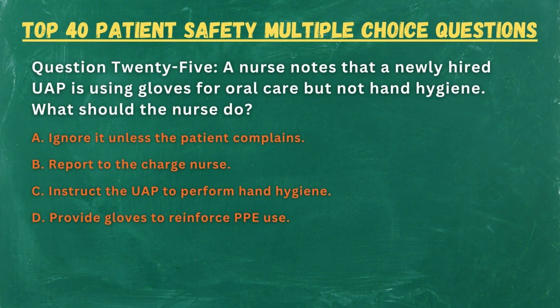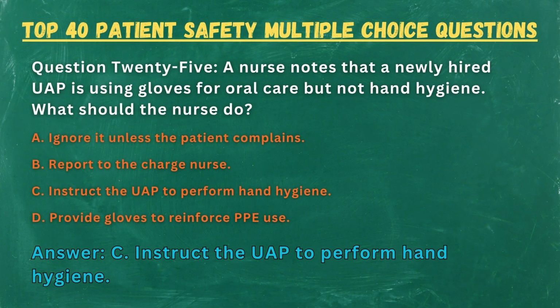Question 25. A nurse notes that a newly hired UAP is using gloves for oral care but not hand hygiene. What should the nurse do? A. Ignore it unless the patient complains. B. Report to the charge nurse. C. Instruct the UAP to perform hand hygiene. D. Provide gloves to reinforce PPE use. Answer: C. Instruct the UAP to perform hand hygiene.